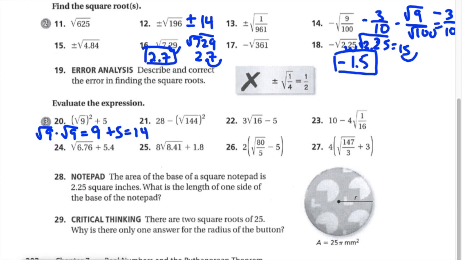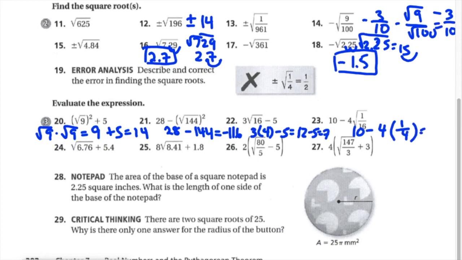Okay, similar here. We have that same kind of idea. So 28 minus 144, right? Because our squared and our square root sign cancel out, so that makes a negative 116. Okay, 22, we have 3 times the square root of 16, which is 4, minus 5, so this is actually 12 minus 5, which is 7. And then we have 10 minus 4 times the square root of 1, which is 1, over the square root of 16, which is 4. So this simplifies to 10 minus 1, which is equal to 9.